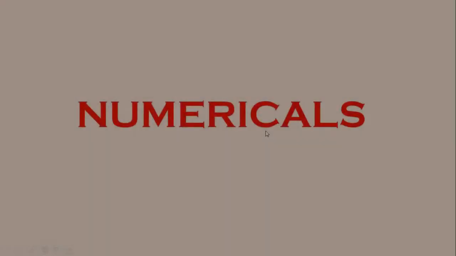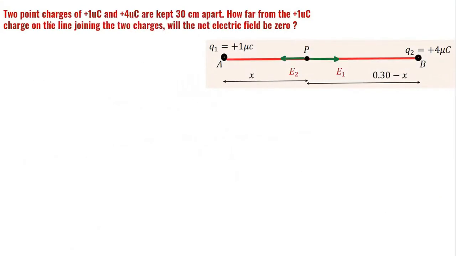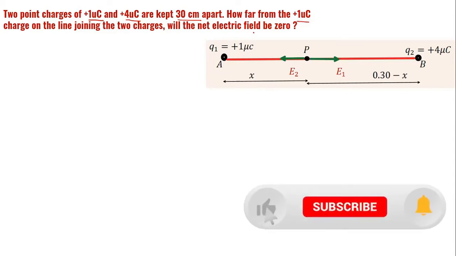Now, let's start with some numericals. Here we go with our first numerical. Two point charges, +1 microcoulomb and +4 microcoulomb, are kept 30 centimeter apart. How far from the +1 microcoulomb charge on the line joining the two charges will the net electric field be 0?